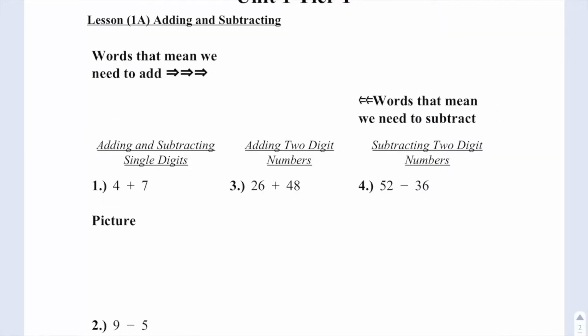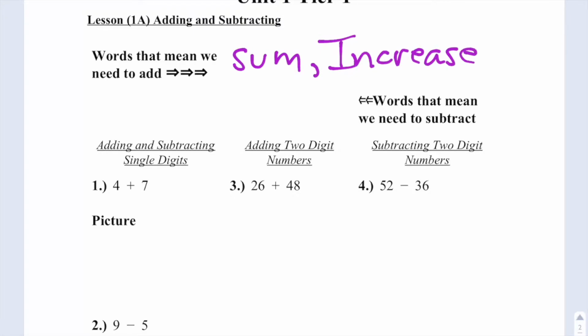Let's first start by when we talk about word problems, when we're doing those, there's certain words that tell us that we need to add or that we need to subtract. Some of the words that tell us that we need to add are words like sum, with a U. We might be told to increase, or we might be told to find a total. I'm going to shrink this down.